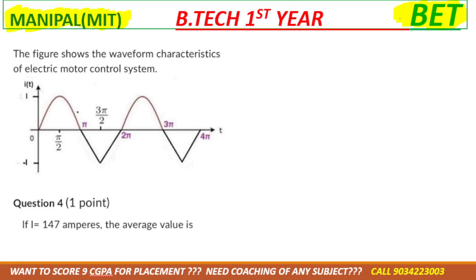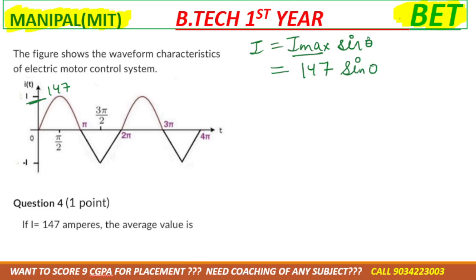See, in this case, what we can do, this is the sinusoidal waveform, right? And what is the formula for the sinusoidal waveform? I is equal to I max sine theta, right? This is the standard equation. Now what is I max here? They have given that it is 147 ampere. So we can write it like this: 147 sine theta d theta, correct? So first of all, 1/2 pi will come out for the base length.